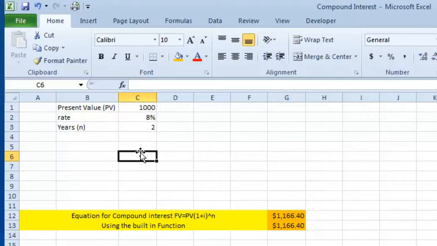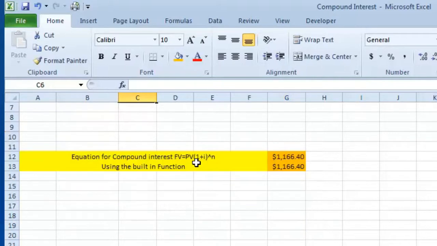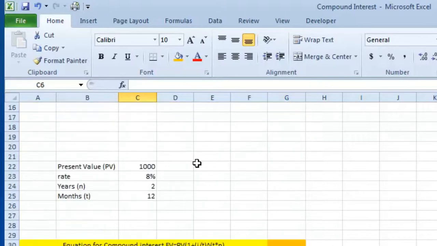Well, the problem here that you see is the rate is 8% and it's compounded yearly. Well, a lot of banks and other places compound interest monthly. All right, so if we look at that equation, it is like so.